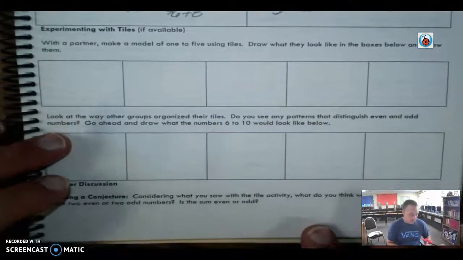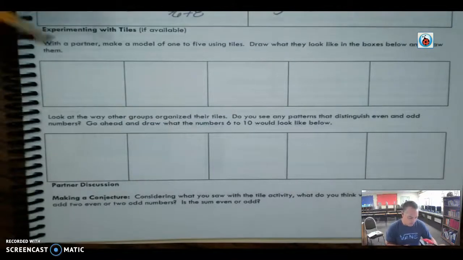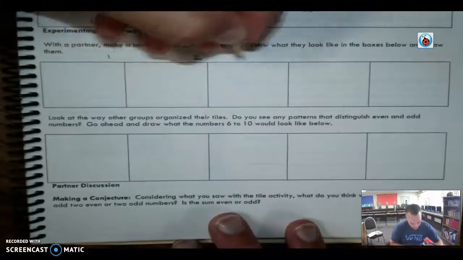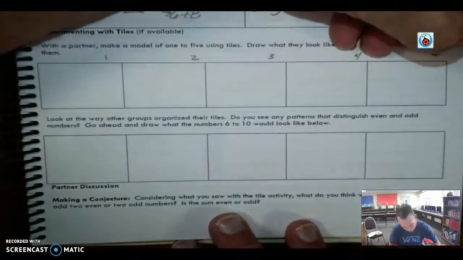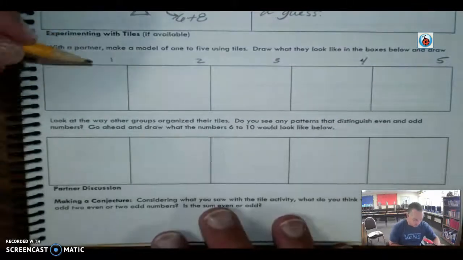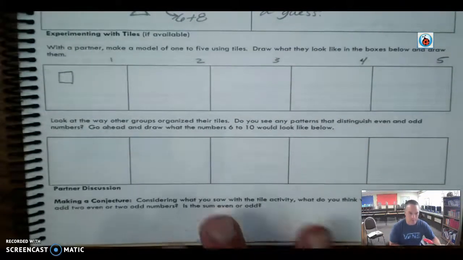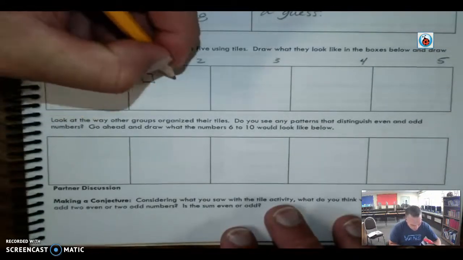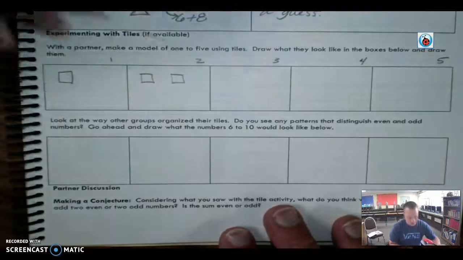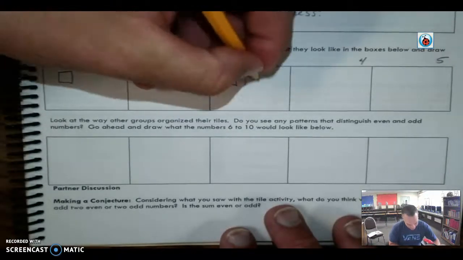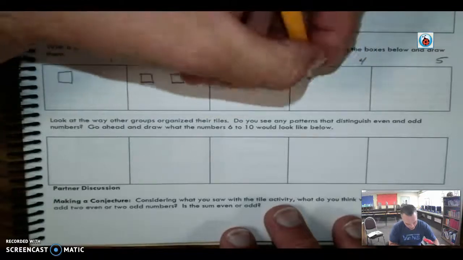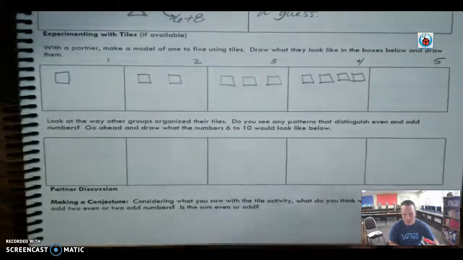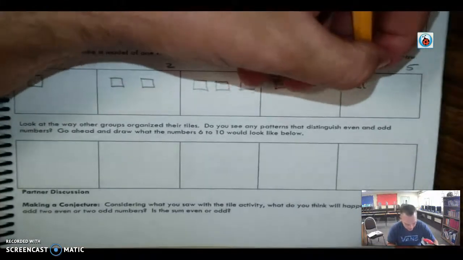Okay, so now with your partner, make a model of 1 to 5 using tiles. Draw what they look like in the boxes. So this is going to be the number 1, the number 2, 3 here, 4 here, and 5. When you draw tiles, if you're in class, we would literally have these little square tiles. So there's 1 tile. Here are 2 tiles. 3 tiles. 4 tiles. I know you guys are impressed with my artistic abilities. And 5 tiles.